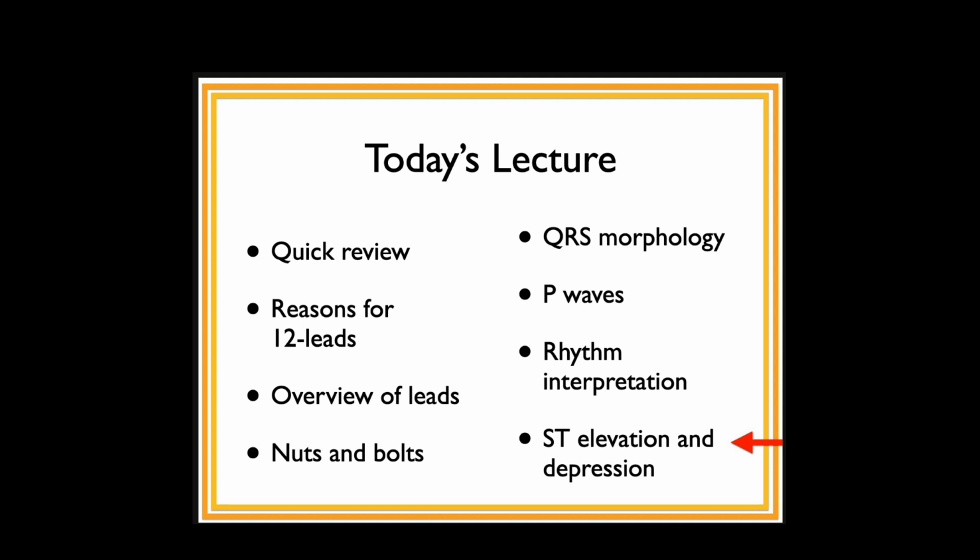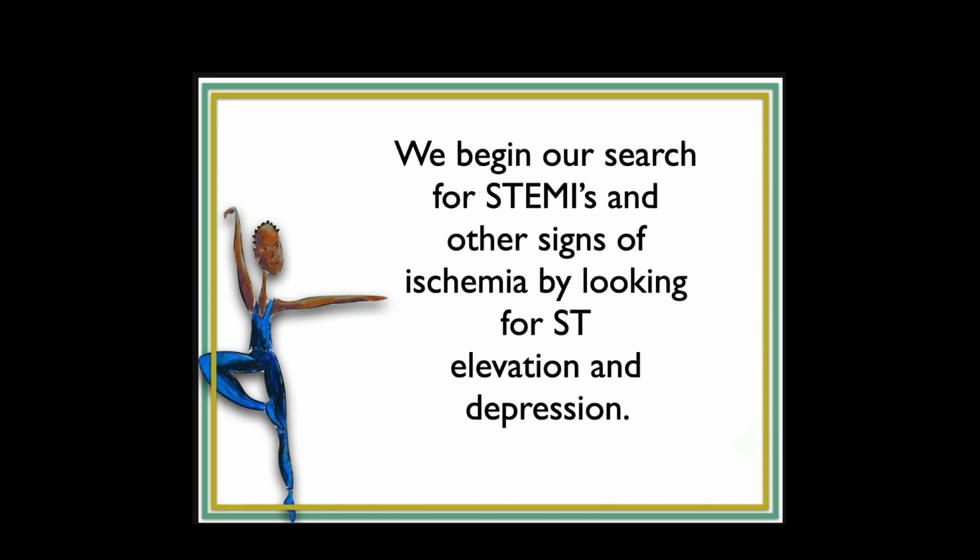ST elevation and depression. Last term, we really didn't care about ST elevation and depression. Now it's kind of our bread and butter, okay? So when we begin our search for STEMIs or other signs of ischemia, one of the things that you will be doing over and over again is to go through the 12 lead and look for ST elevation and ST depression, okay? And it really pays to do that most of the time in a very systematic way. Don't just jump and say, oh my God, there's ST elevation in the inferior leads, I got an inferior STEMI. It really pays to be very systematic, go lead 1, lead 2, lead 3, and mark where the elevation and the depression is.